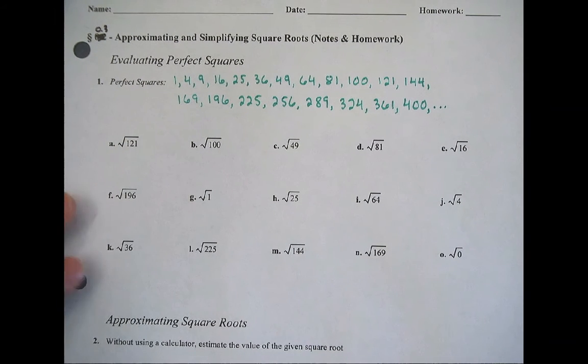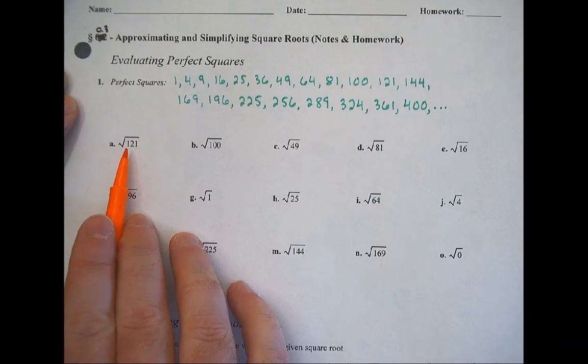Okay, so these are the perfect squares, which means when you square root them, that's what this symbol is. The square root is called a radical. When you square root those numbers, you get whole numbers. You get nice numbers. So let's go through and square root each one of these. So the square root of 121.